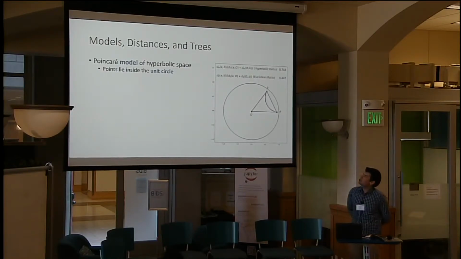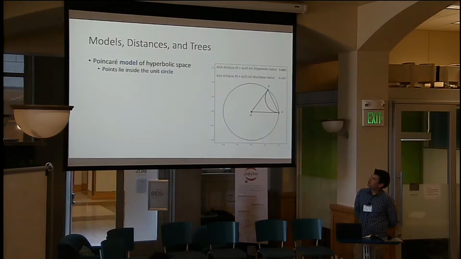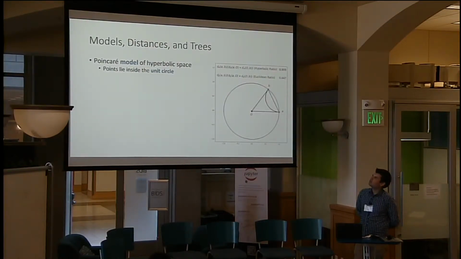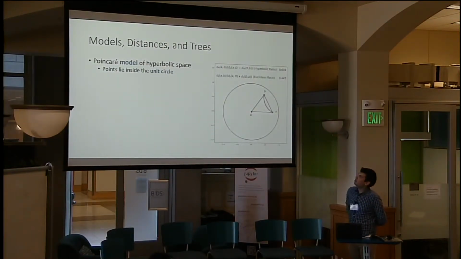So this picture is kind of the intuition for why hyperbolic space represents trees really well. So this is one model of hyperbolic space, the Poincare model. All the points in hyperbolic space live inside this unit disk. And what's going on here is that I'm plotting 2 points.